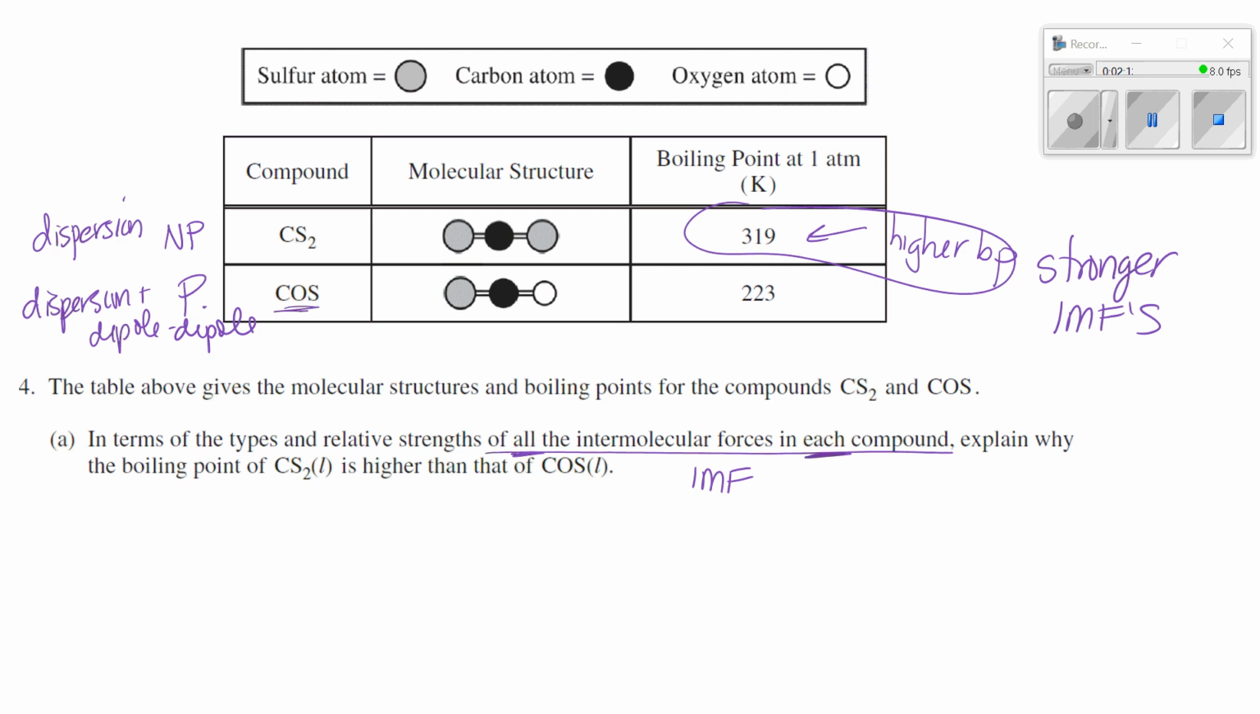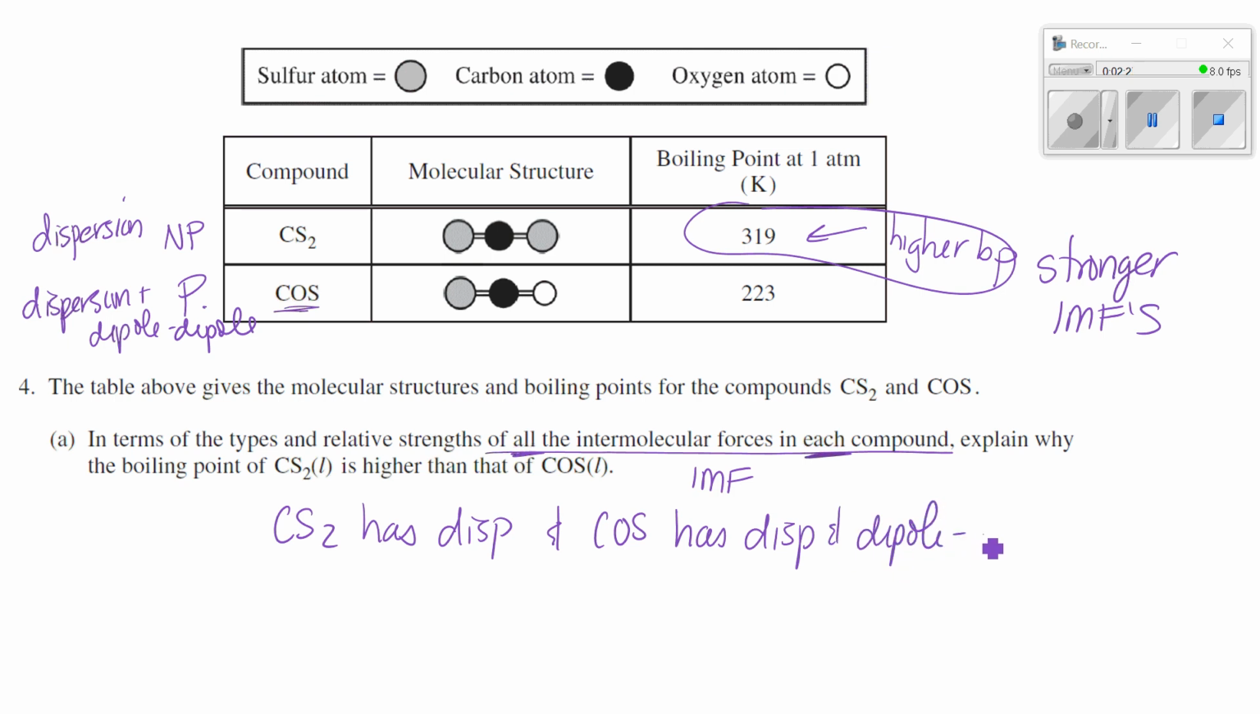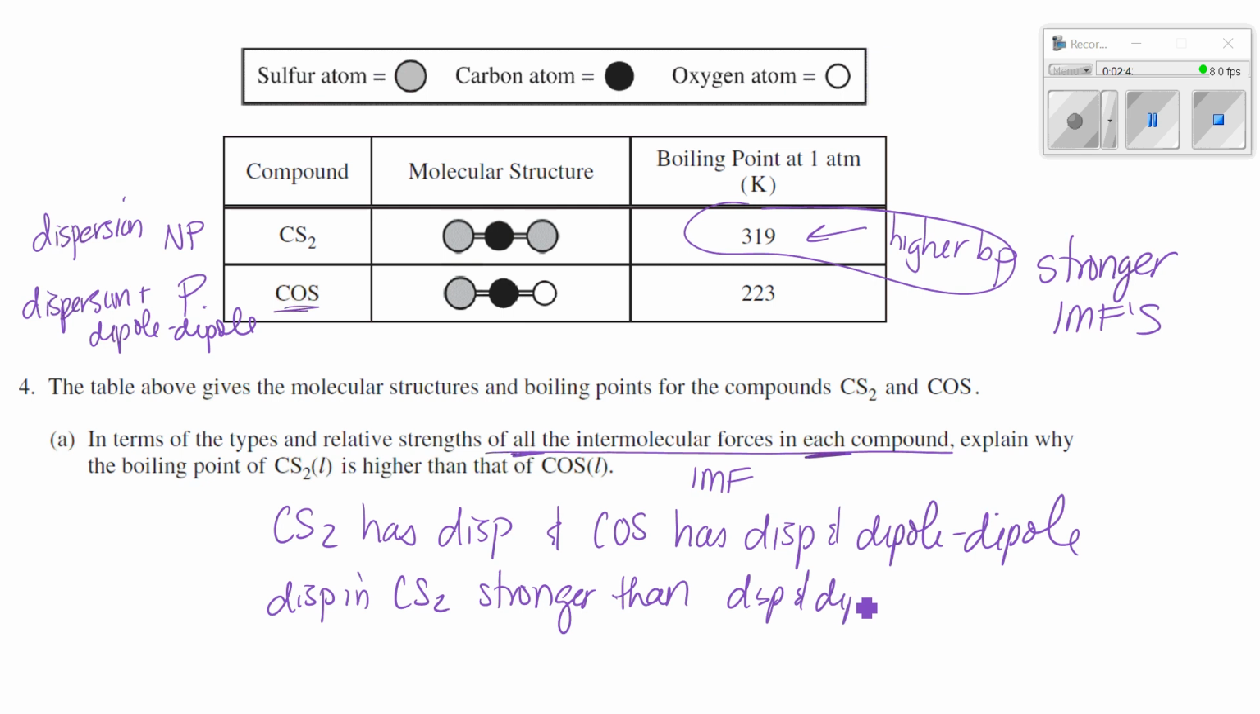Though if it has a higher boiling point, that tells you that it has stronger IMFs. So when I answer this question, first of all, I want to identify all the intermolecular forces. So I want to say that CS2 has dispersion forces and COS has dispersion and dipole-dipole. I would actually maybe write out the word dispersion on test day. Okay, and then it looks like the dispersion forces in CS2 are actually stronger than the dispersion and dipole-dipole in COS. And we know that because of the higher boiling point.